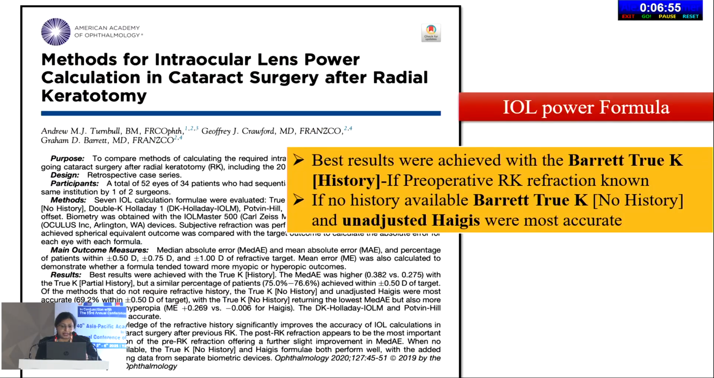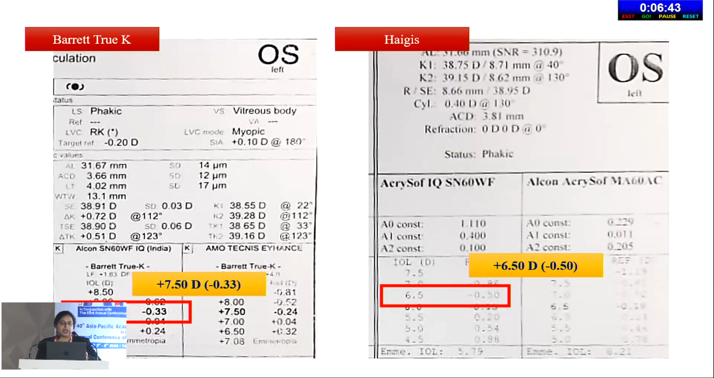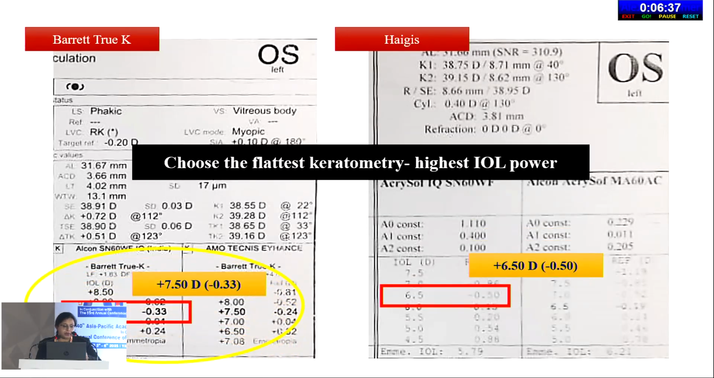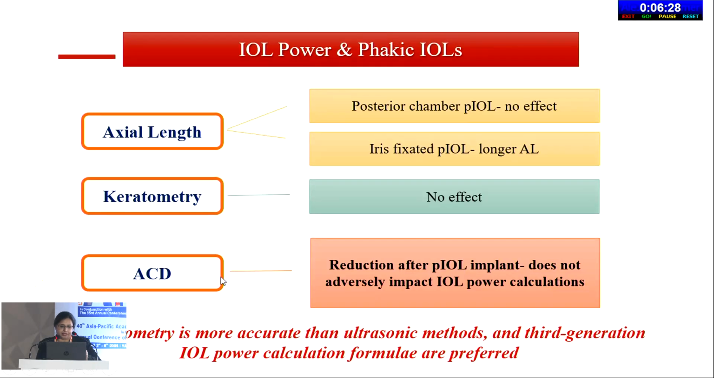So post-radial keratotomy, Barrett True K history has been found to be the most accurate. If no history is available, preoperative refraction is not known, Barrett True K no history and unadjusted Haigis have been found to be most accurate. So just an example of a case comparing Barrett True K and Haigis. The IOL power was higher with Barrett True K. So we chose the flattest keratometry, which was given by Barrett True K, and the higher IOL power.